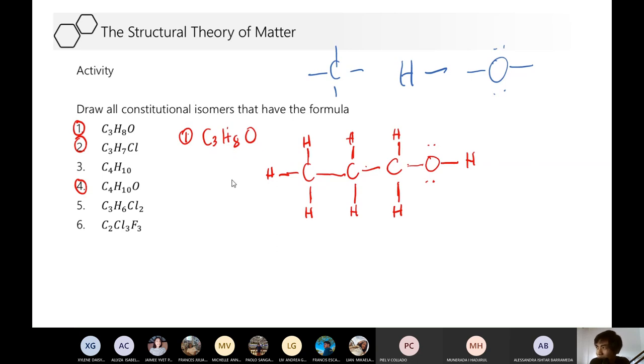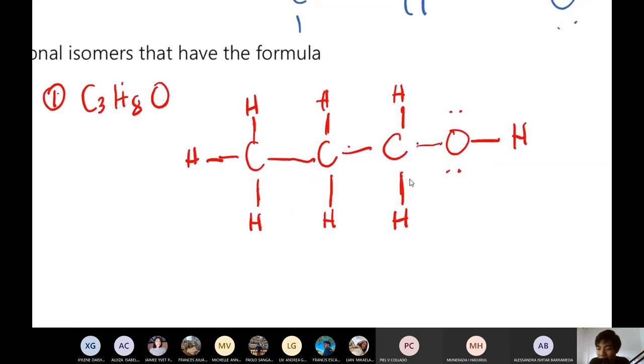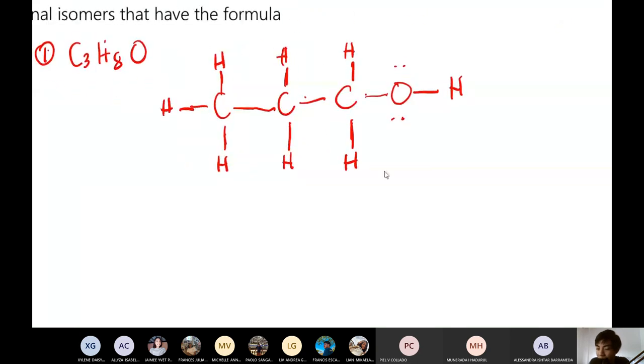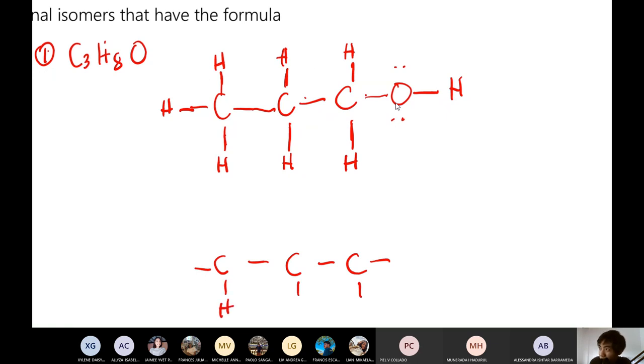Ano pa pwedeng gawin? Ang pwedeng gawin naman natin is itong OH na to, instead nakakonekta yan dito sa dulo, pwede ko yung ikonekta dito sa gitna. Pwede ko ilagay yan dito sa gitna. So, gawin ko lang muna uli yung backbone. So, kumbaga, ang gagawin ko this time, itong hydrogen at itong OH, pagpapalitin ko sila ng pwesto. Okay?